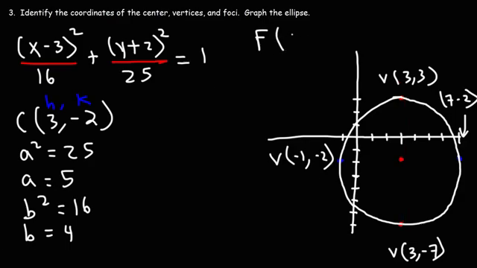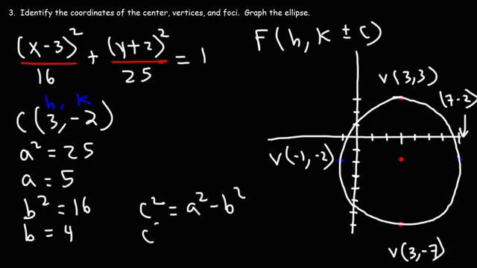So rather than being 0, comma, plus or minus c, it's going to be h comma k plus or minus c. So let's begin by finding c. C squared is going to be a squared minus b squared. A squared is 25, b squared is 16. 25 minus 16 is 9. The square root of 9 is 3. So c is going to be plus or minus 3.